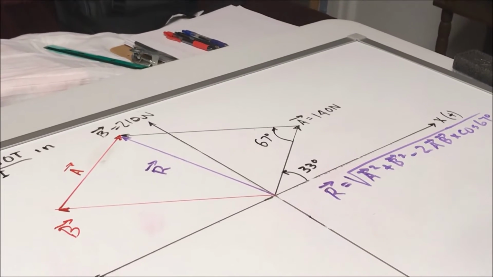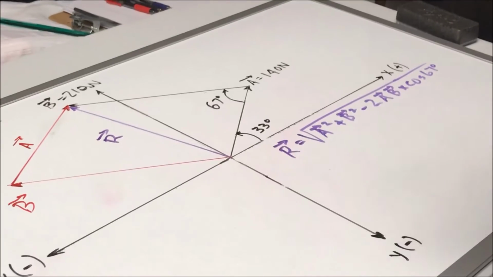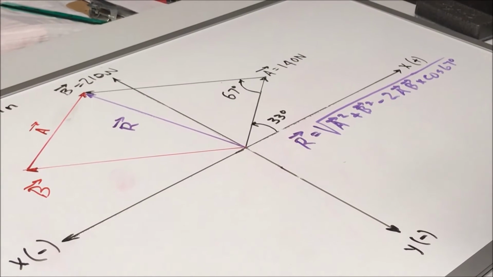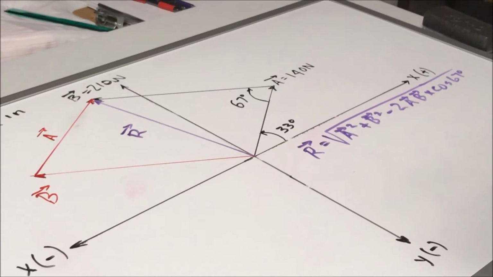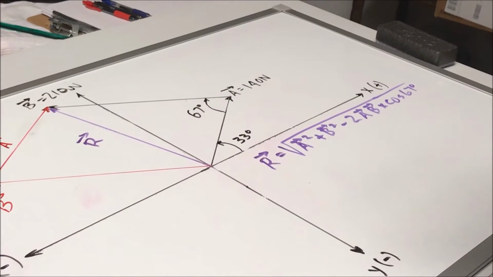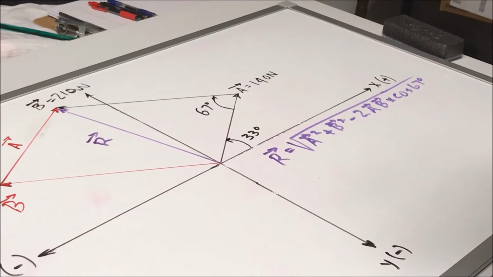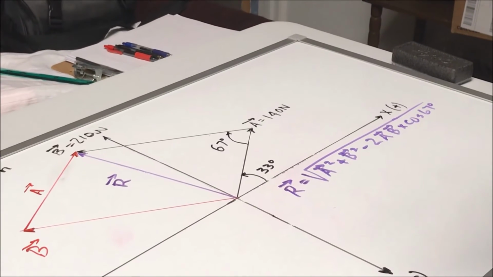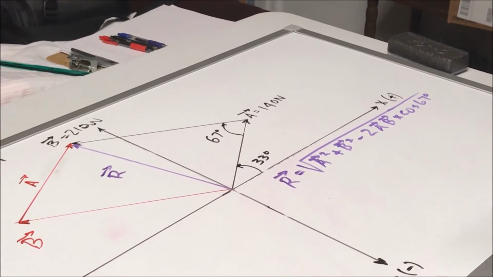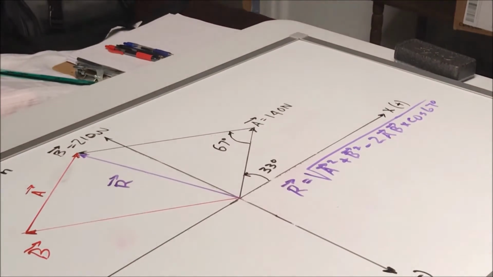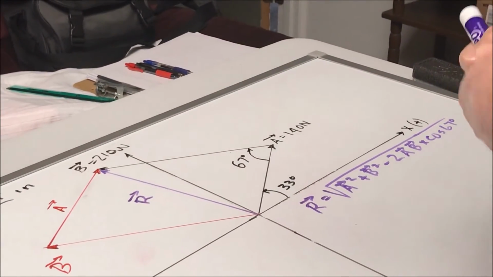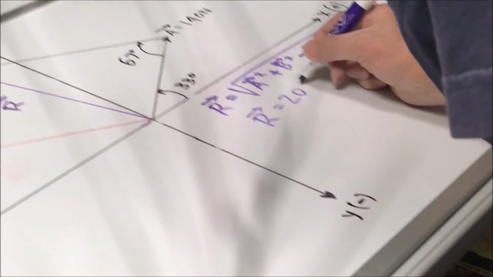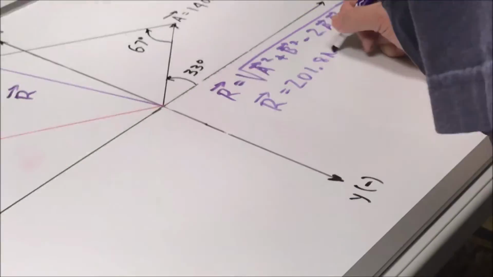So if we plug in our values in our calculator, a squared, 140 squared plus 210 squared minus parentheses 2 times 140 times 210 times cosine 67 degrees in parentheses, equals, and take the square root of that, and I came up with 201.8. So the resultant vector, by my calculations, is equal to 201.8 newtons.